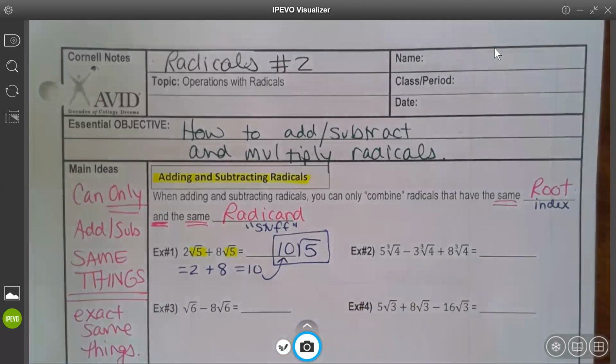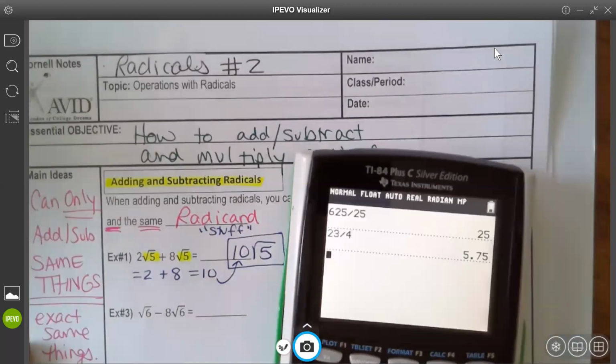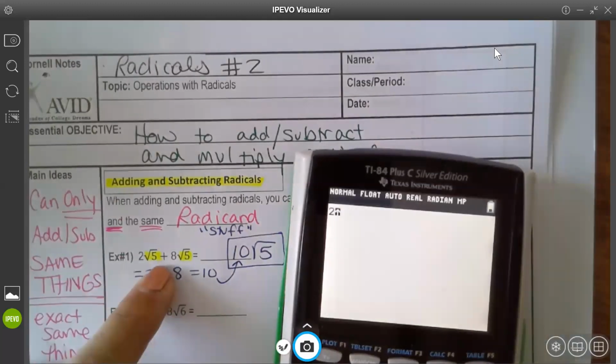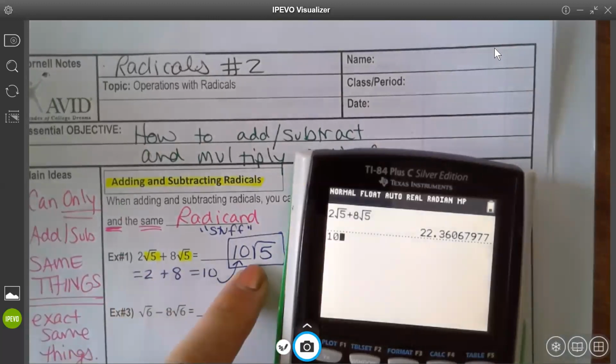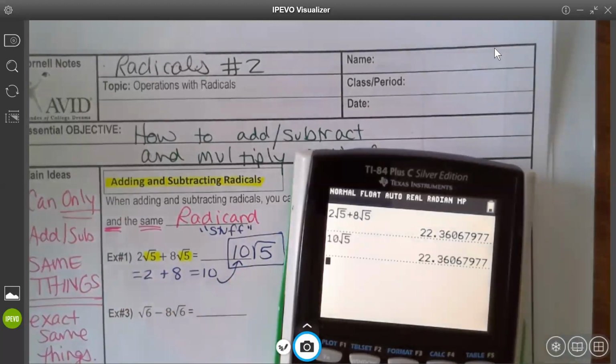Now, can I check this on my calculator? Absolutely, it's just all numbers here. So 2 square root 5 plus 8 more square root of 5 is going to give me 10 square roots of 5. I don't know. 10 square roots of 5. Yep. Decimal approximation is the exact same. So that means that I have added my like terms correctly.